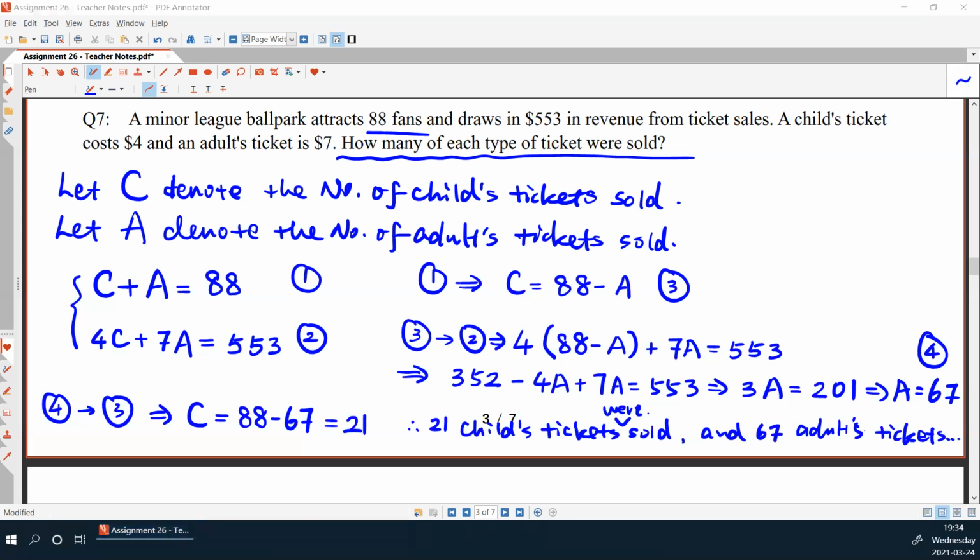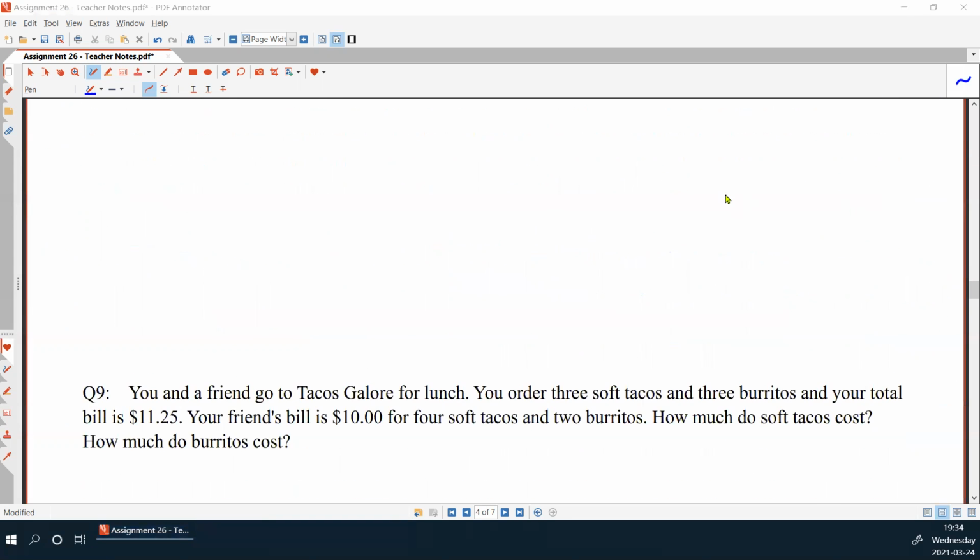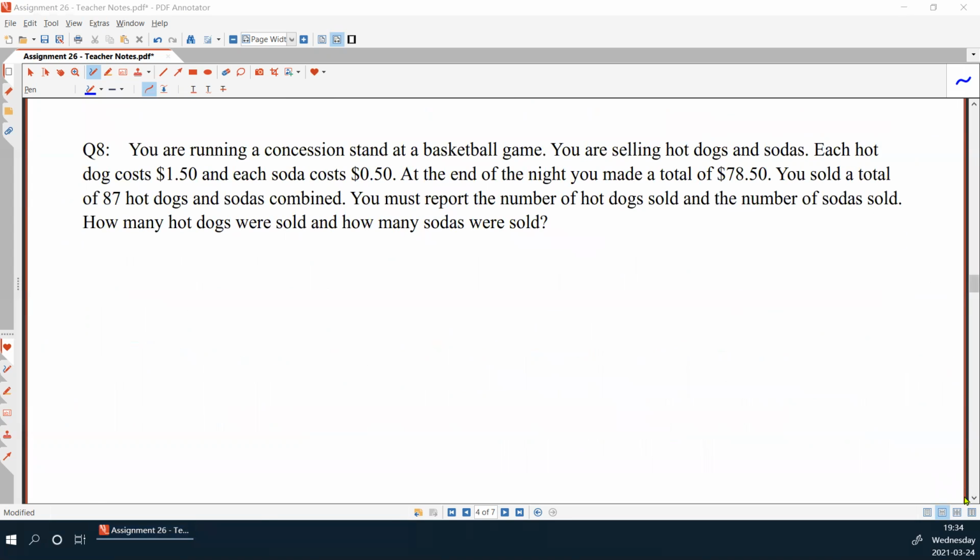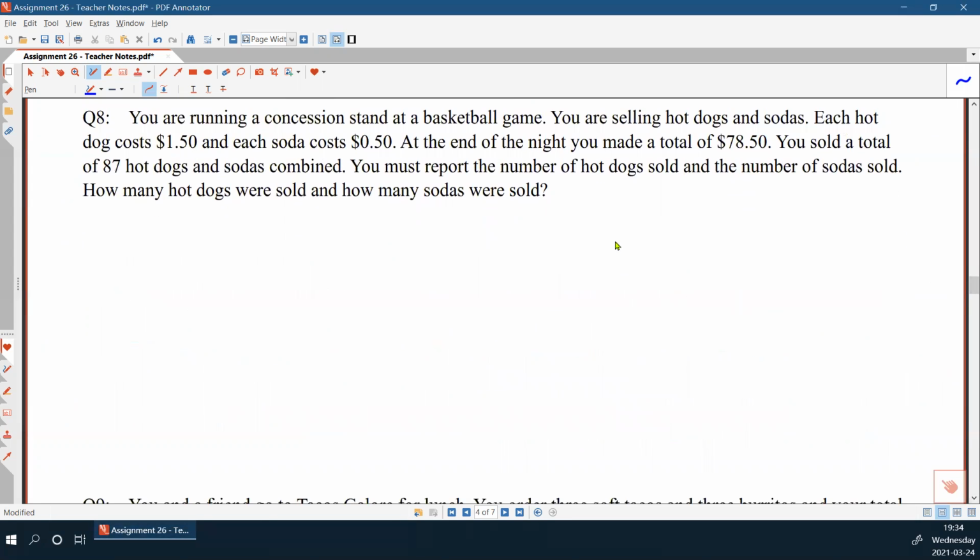No questions? Okay, let's see the next one. Okay, question 8. You are running a concession stand at a basketball game. You are selling hot dogs and sodas. Each hot dog costs $1.50 and each soda costs $0.50. At the end of the night, you made a total of $78.50. You sold a total of 87 hot dogs and sodas combined. You must report the number of hot dogs sold and number of sodas sold. How many hot dogs were sold and how many sodas were sold?